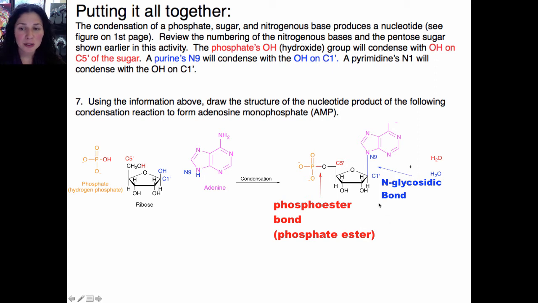Just like a bond between 2 monosaccharides, the bond between a monosaccharide and a nitrogenous base is called a glycosidic bond. In this case, it's called an N-glycosidic bond because the anomeric carbon is bound to a nitrogen. This new molecule is a nucleotide, and it's called adenosine monophosphate.